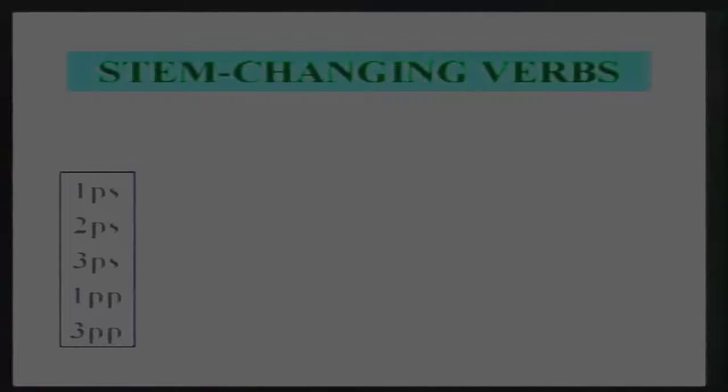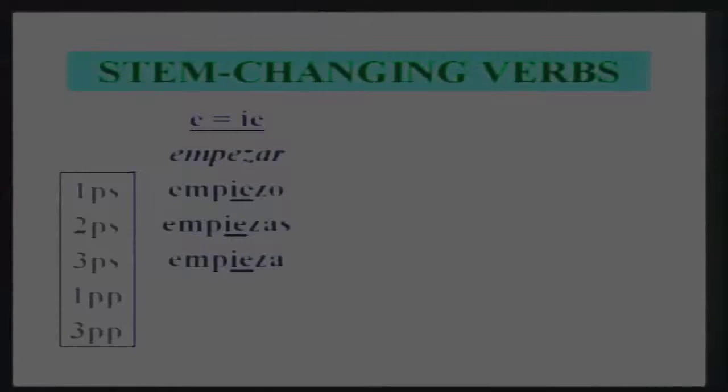Notice that in the stem changing verbs, in the column to the left, the E to IE, the example is empezar, empiezo, empiezas, empieza. Now we go to the first person plural, empezamos. The IE does not change, so it stays E, empezamos. And then the third person plural, empiezan. So the only place it does not change is in the first person plural. Otherwise, the endings are the same as for AR verbs: O, AS, A, AMOS, AN.